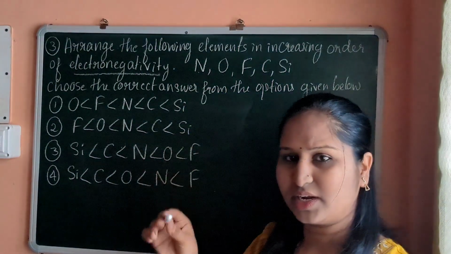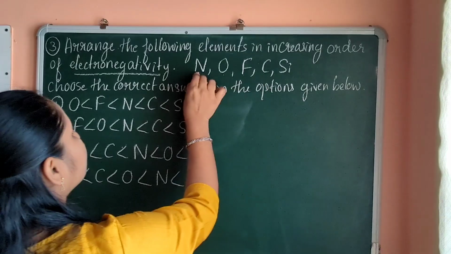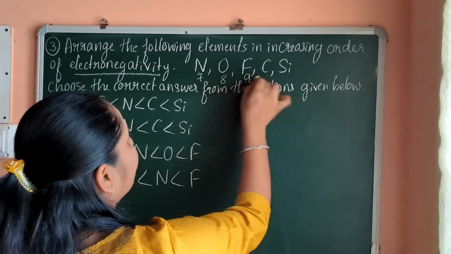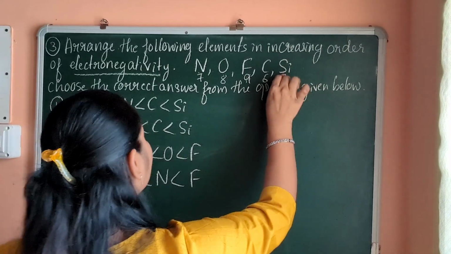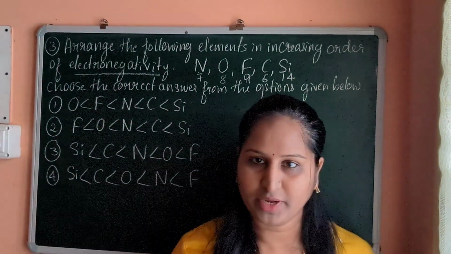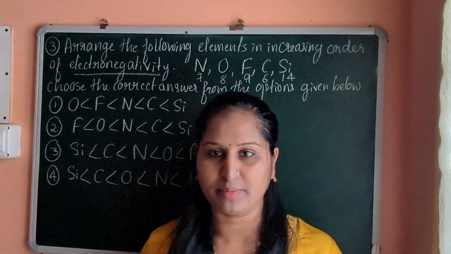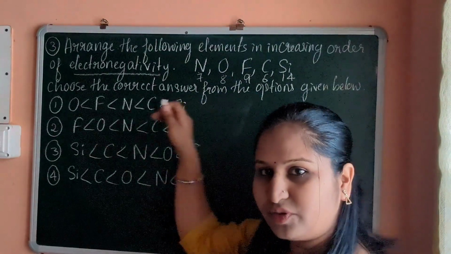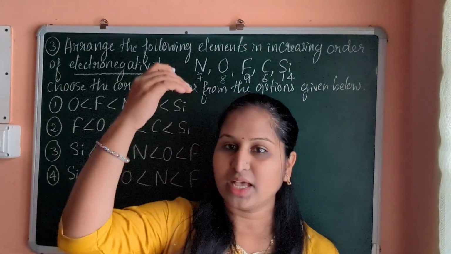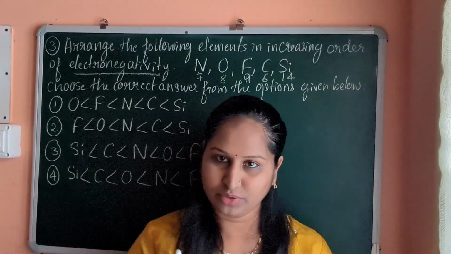Okay, for this one, first I'll write the atomic numbers so that it becomes easy for us. Atomic number of nitrogen 7, oxygen 8, fluorine 9 and carbon is 6. Silicon has the atomic number 14, right? So these are the atomic numbers I have written for the given elements. You should know that in the periodic table, across the period, that is from left to right side of the periodic table, electronegativity value increases. And as we go down the group, electronegativity value decreases.